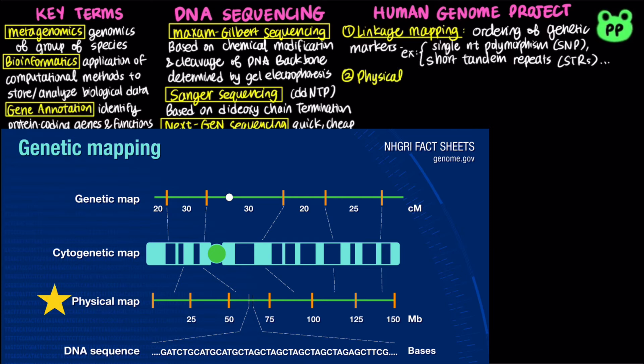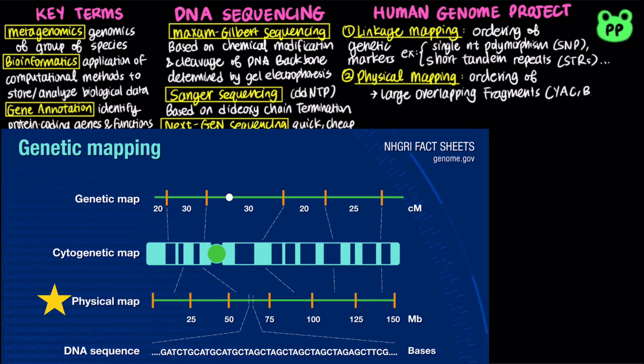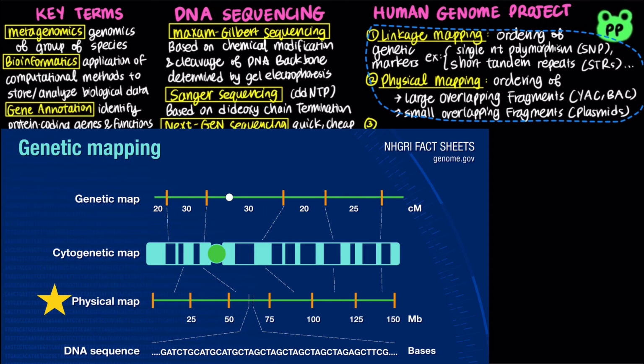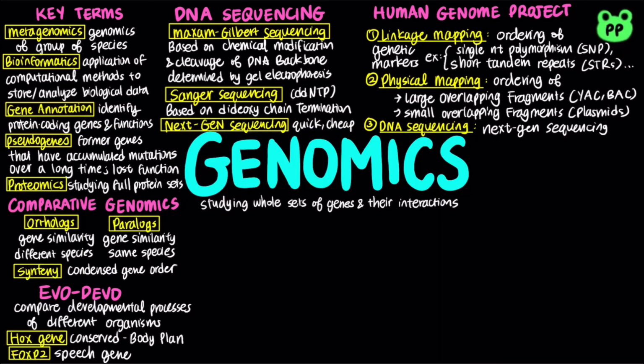The physical mapping stage involves the ordering of large overlapping fragments, such as cloning vectors, including yeast artificial chromosome, abbreviated as YAC, and bacterial artificial chromosome, abbreviated as BAC, as well as smaller fragments such as plasmids. Finally, DNA sequencing is used to determine the complete nucleotide sequence of each chromosome. A complete haploid set of human chromosomes consists of 3.2 billion base pairs.